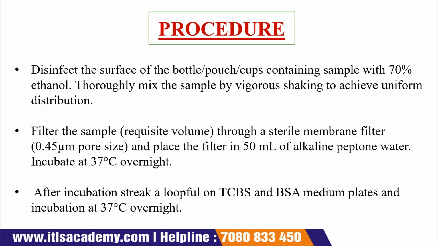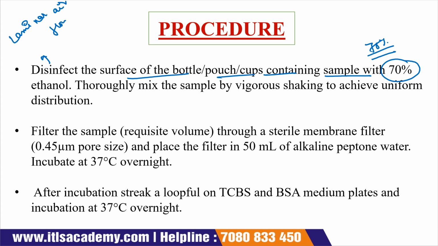Now the next is your procedure. Disinfect the surface of the bottle, pouch, or cup which contained the sample with the help of 70% ethanol or 75% ethanol, and along with it we also have to clean the laminar air flow with 75% ethanol. Then we have to switch on the UV light for 20 minutes. Then after that we start our work.